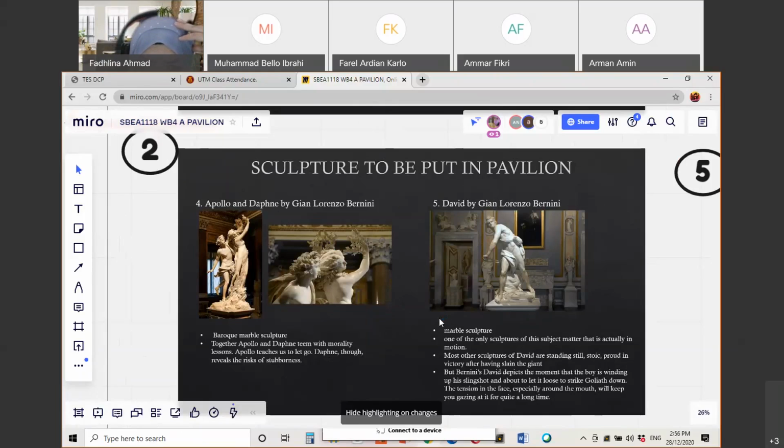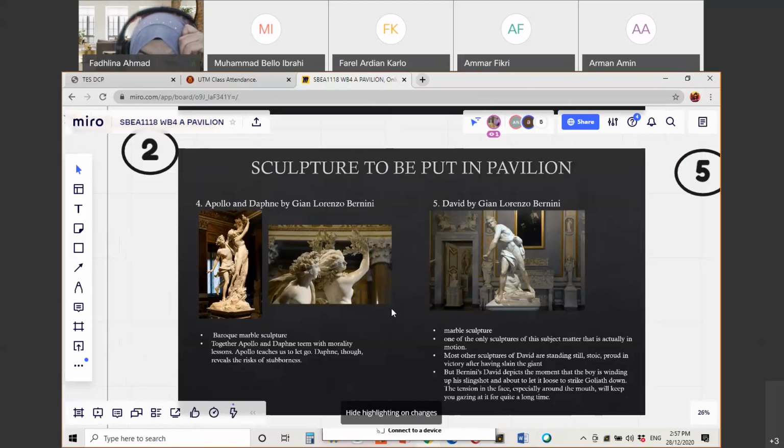With the sculpture David, also by Lorenzo Bernini, it's also a marble sculpture. It is one of the only sculptures of the subject matter that is actually in motion. Most David sculptures are standing still, stoic, proud in victory after having slain the giant. But this David depicts the moment that the boy is winding up his sling shot and about to let it loose to strike Goliath down.